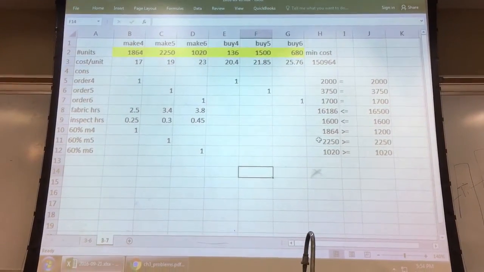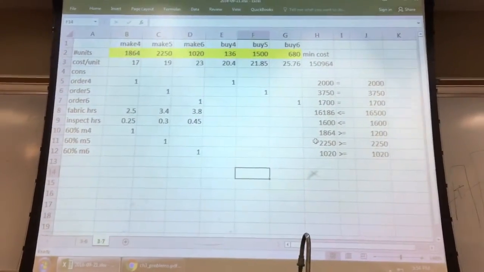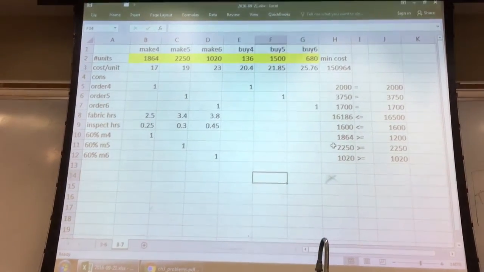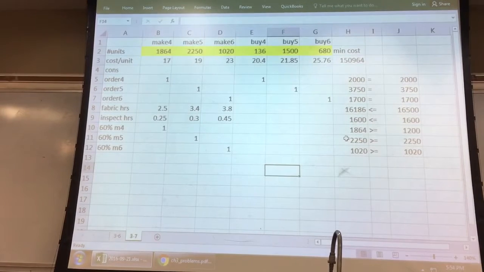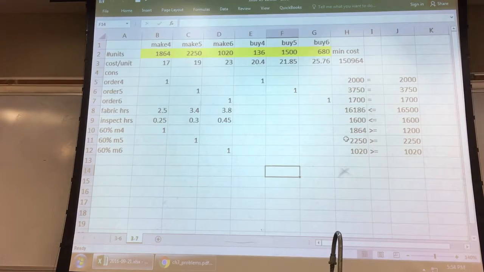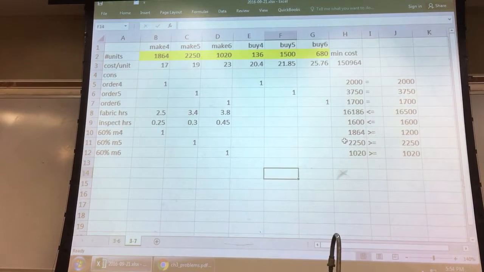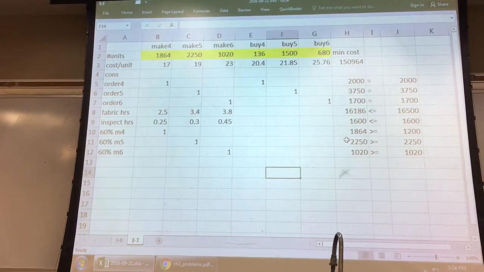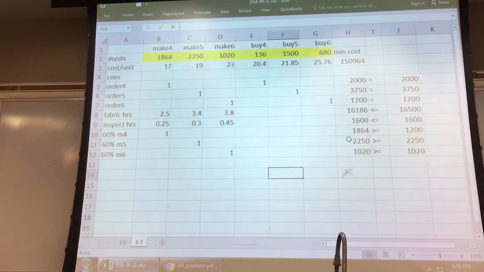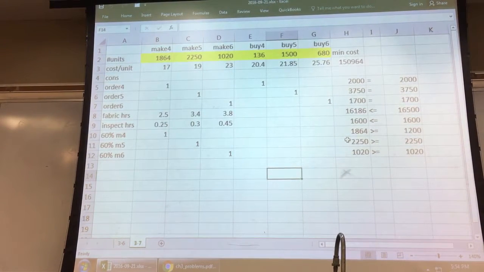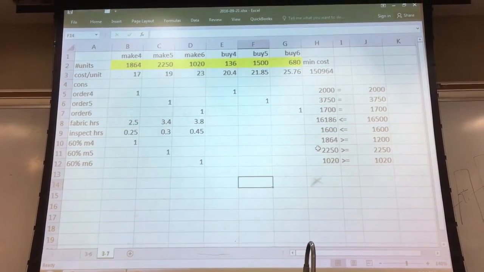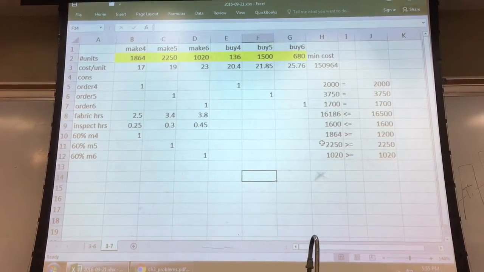So now, based on this solution, how much is my cost? How much am I going to have to spend? How much money do I have to shell out? That's correct. And now you will be asked on the exam, if I give you a fill-in like this, which will be 10 of that, you will just put in the number. Now, how many 4s do you make? 1864. How many do you buy? 136. How many 5s? You make 2255, and how much do you buy? 1500. 6s, you make 1020, and you buy how much?